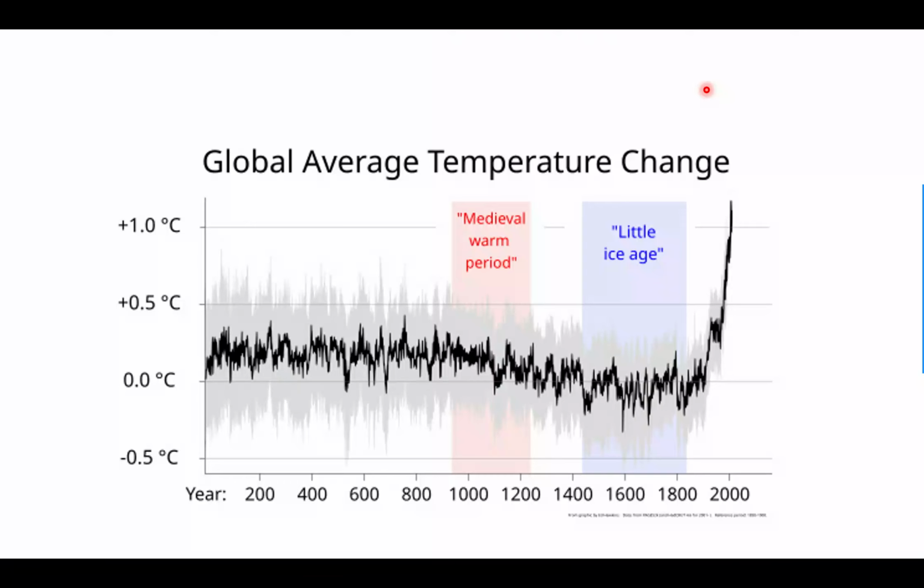However, the times have started increasing also. So this is a map of global average temperature change, roughly from year 100 to year 2000, where you can see there is a warm period and then a slight decrease in temperatures.